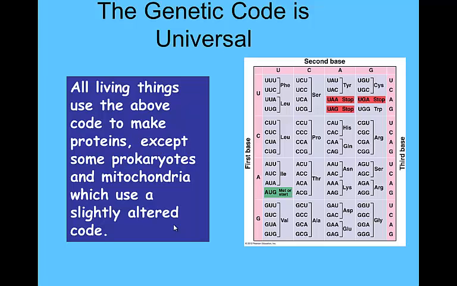So you can just look at the RNA and read the 3-base sequence and recognize which amino acid is going to be brought into place. And this code is identical for all eukaryotic cells. There's a few prokaryotes and some mitochondria that use a slightly altered code, but for the most part, this is it. This is the code for life.